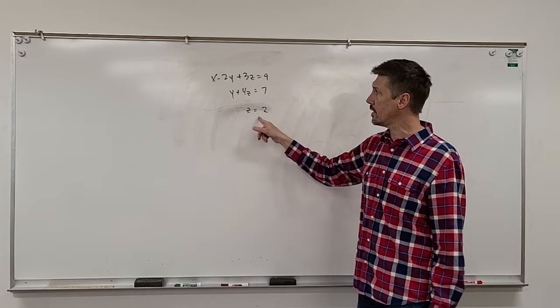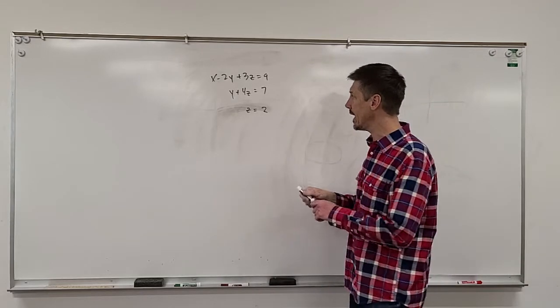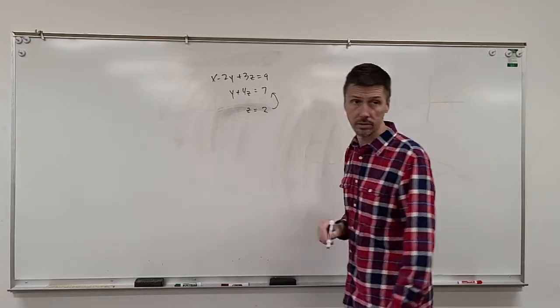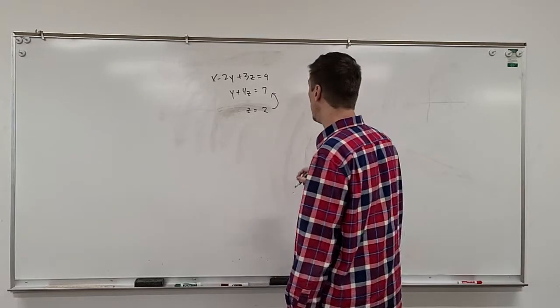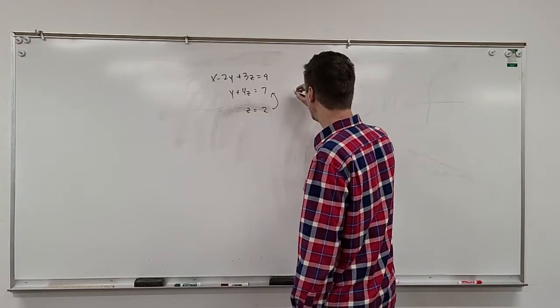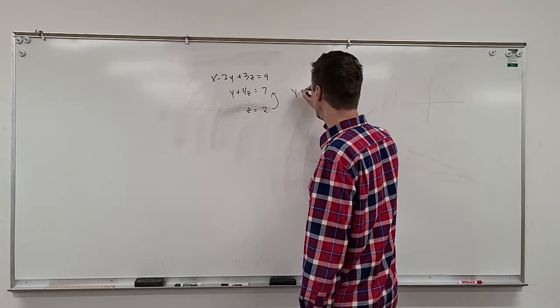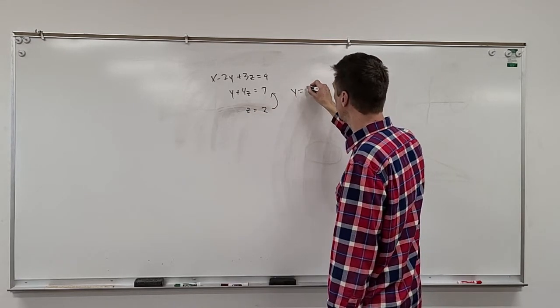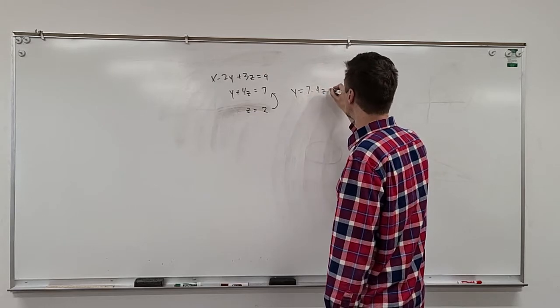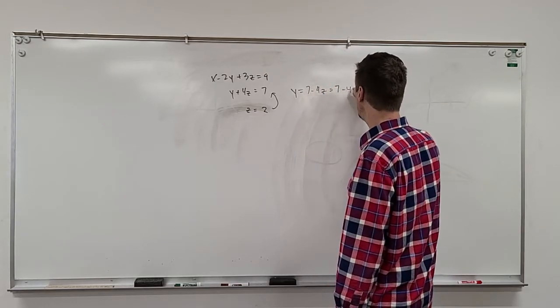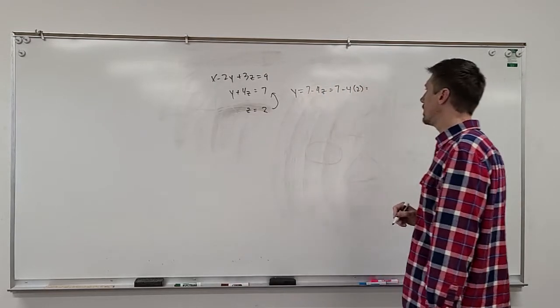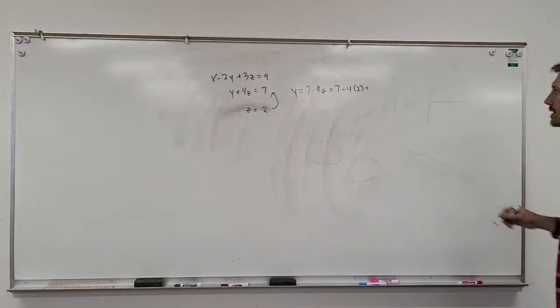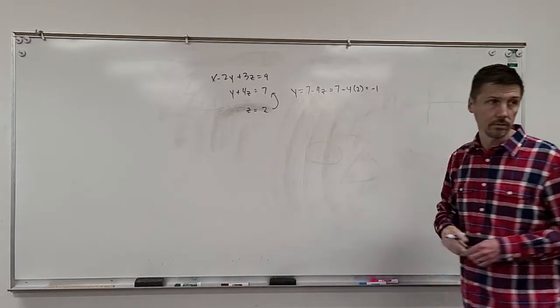So now I know that z is equal to 2. I'm going to plug that into this equation, and I can solve for y. If y plus 4z equals 7, then y equals 7 minus 4z. And if I know that z is 2, then y equals 7 minus 8, so y is going to be negative 1.